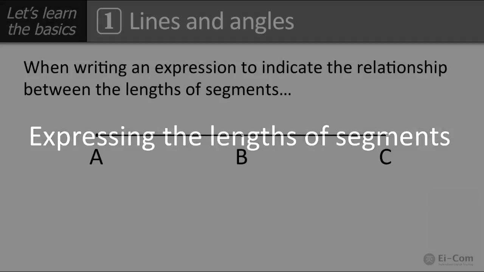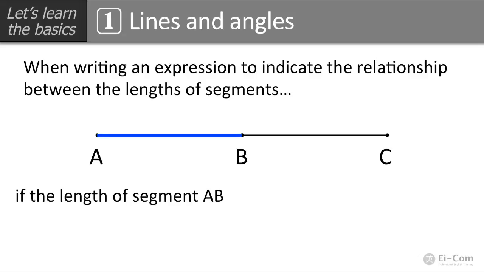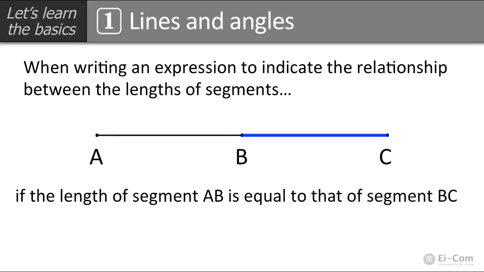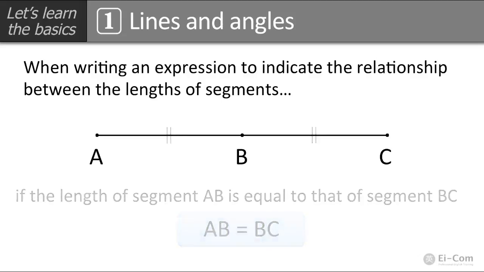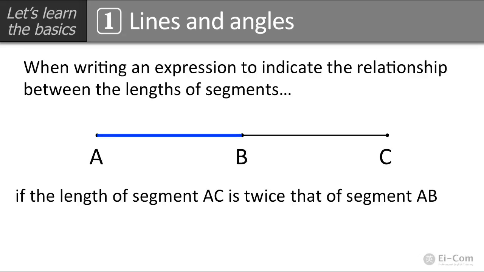When writing an expression to indicate the relationship between the lengths of segments, if the length of segment AB is equal to that of segment BC, then we can write AB equals BC. Also, we can show that they are equal by using tick marks, like this. Now consider this. If the length of segment AC is twice that of segment AB, then we can write AC equals 2AB.